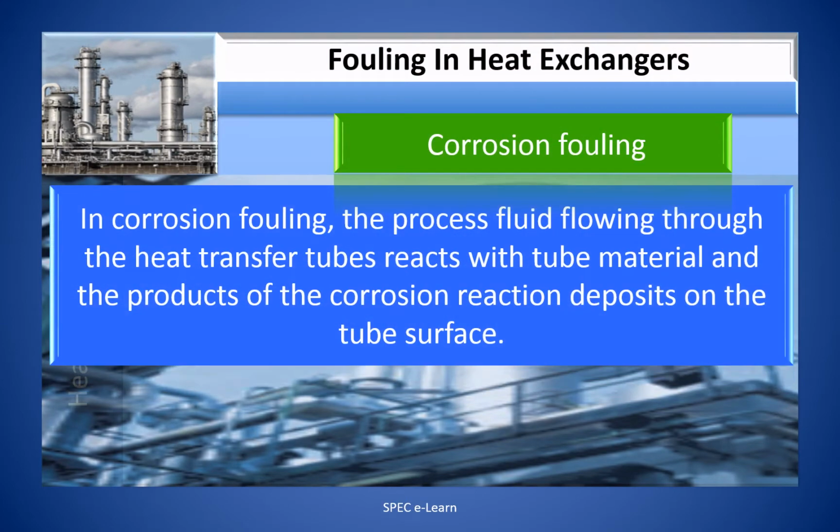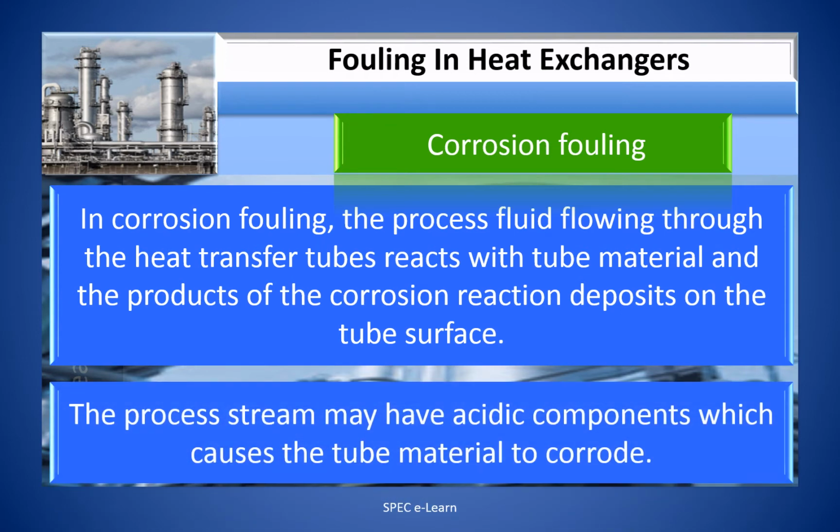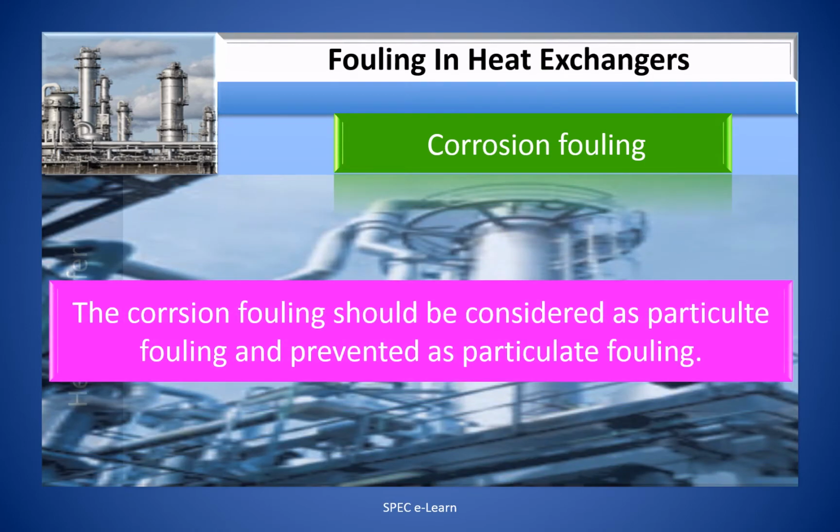In corrosion fouling, the process fluid flowing through the heat transfer tubes reacts with the tube material, and the products of the corrosion reaction deposit on the tube surface. The process stream may have acidic components which cause the tube material to corrode. Corrosion fouling should be considered as particulate fouling and prevented as particulate fouling.